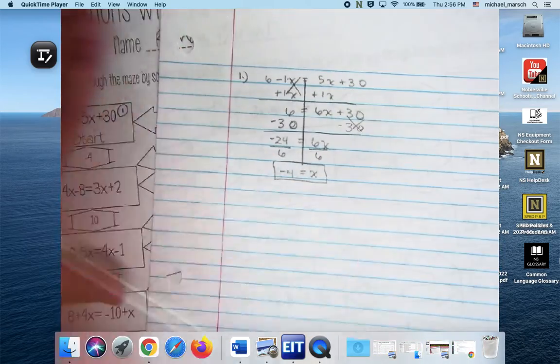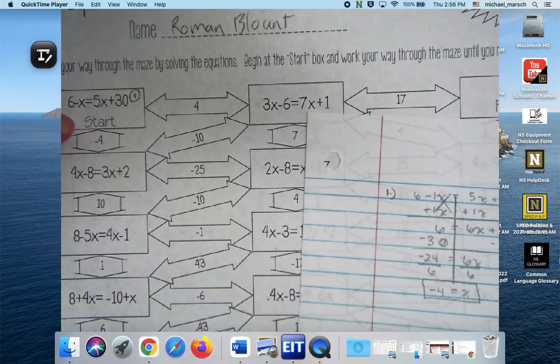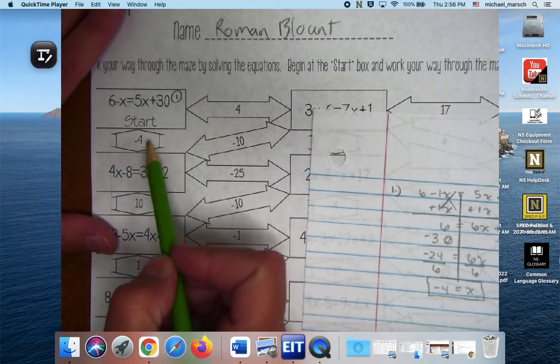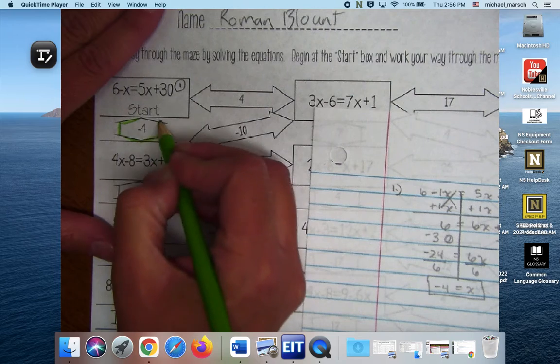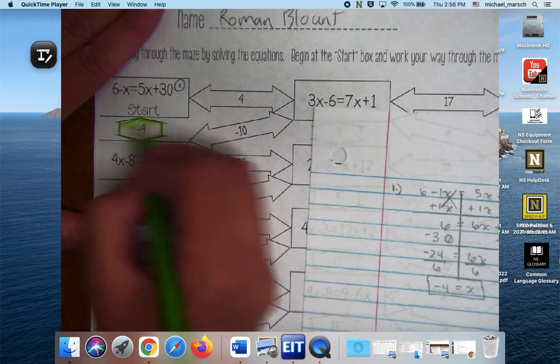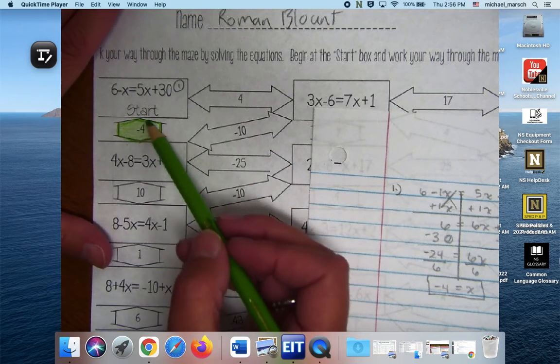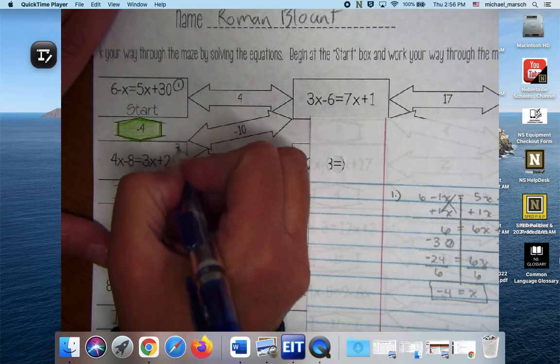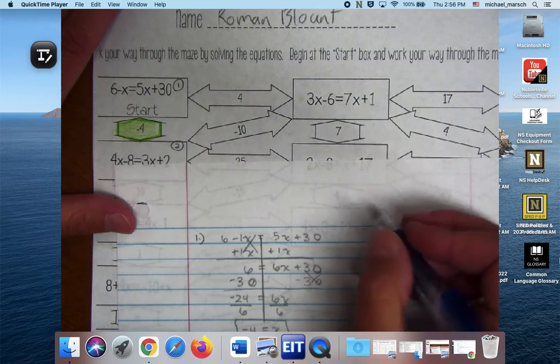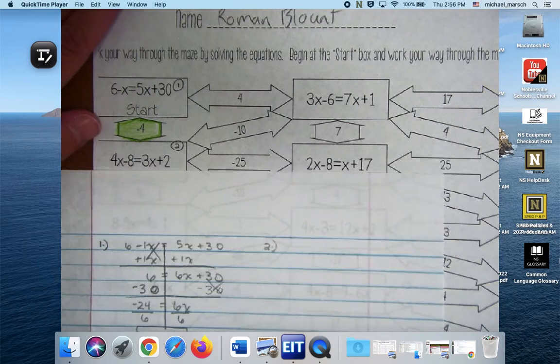Okay, so for number 1, I'm going to color in, I know it looks kind of weird, but it's like a smushed arrow. I'm going to color this in. And now I know I'm going to do this problem for number 2 because it's pointing to this problem for number 2. So then on my paper, I'm going to go over here and copy that equation down.